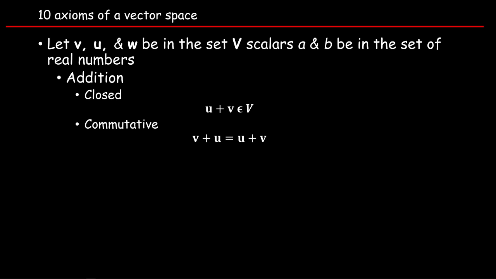The other one is the commutative property, in which the order doesn't matter when you add them. So the vector v plus u is the same as u plus v.